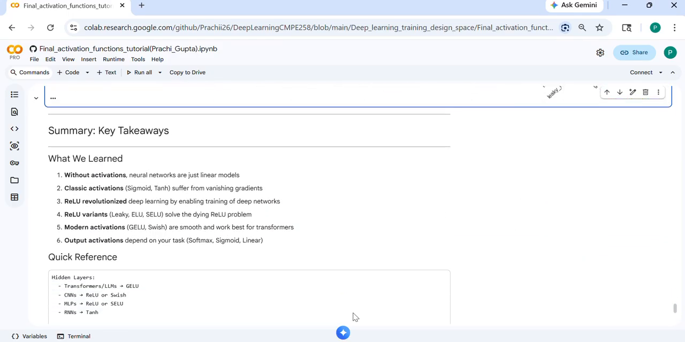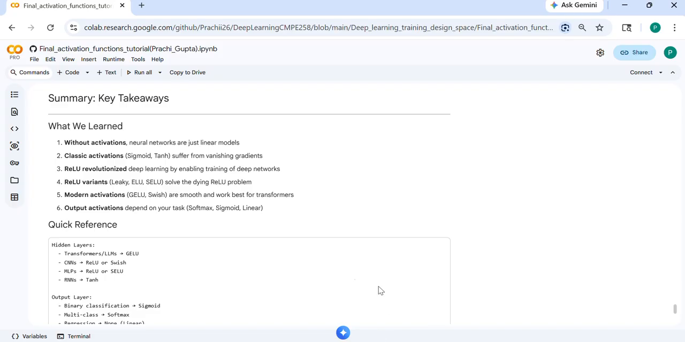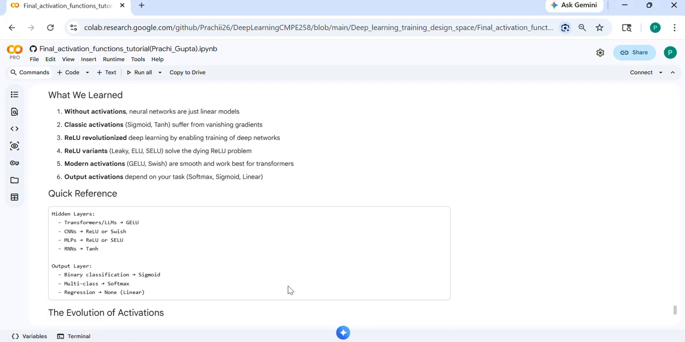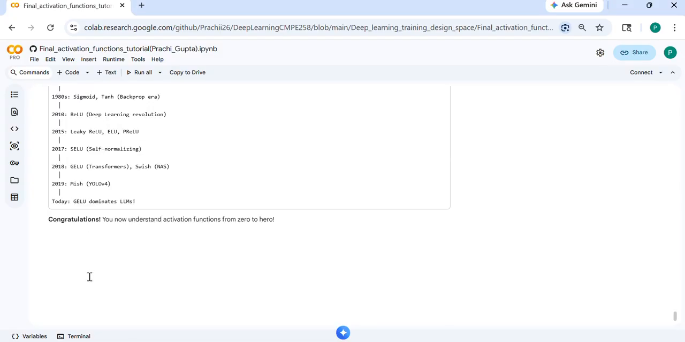So this cell finalizes the summary takeaways. The activation function introduces nonlinearity. ReLU made deep learning practical, and modern functions like GELU are widely used today. It also provides a quick reference and shows the evolution of activation functions over time.